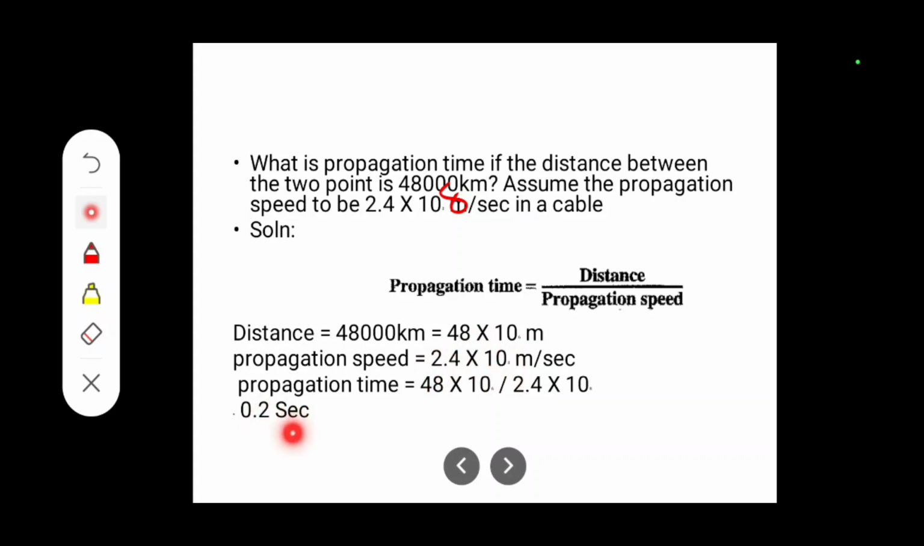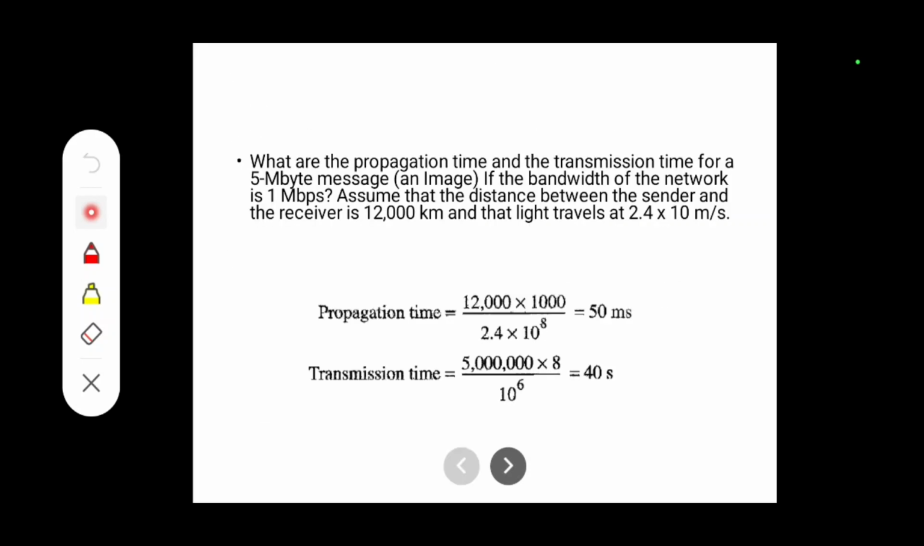So it is 0.2 second. We can also represent it in millisecond. So these are simple questions, questions that may be asked in the university.